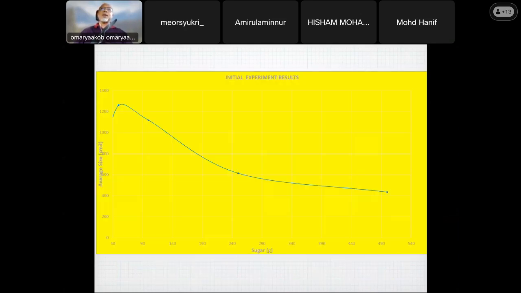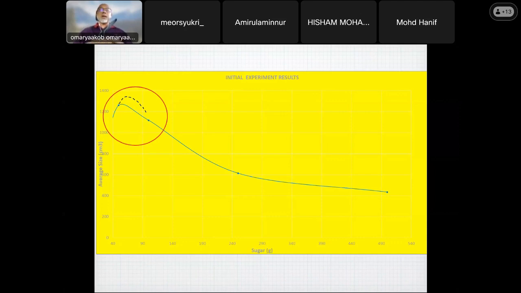Actually, you can only determine what happened if you plot a graph. The table does not explain very much, but if you plot a graph, then only you know. What do you know from here? That the peak is, the graph could be like that, right? So that's why it is important for you to always plot your graph while doing your experiment.